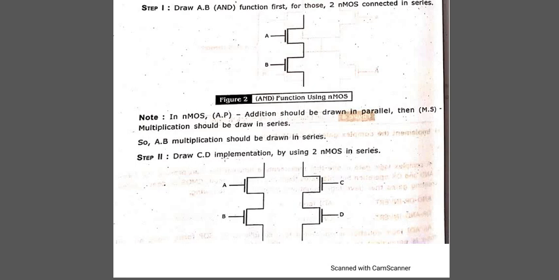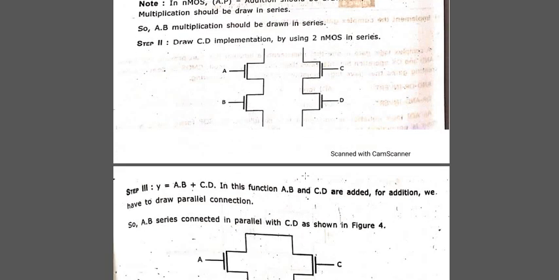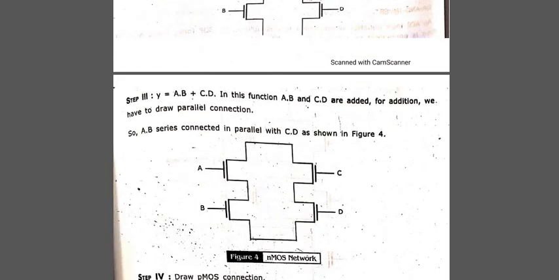Now draw the implementation line CD using two NMOS in series. Again, one more, these two in series, C and D. And we have to add these both, right? This is step 2. Now we are adding. We are attaching these two, so AB in series is connected in parallel with CD.